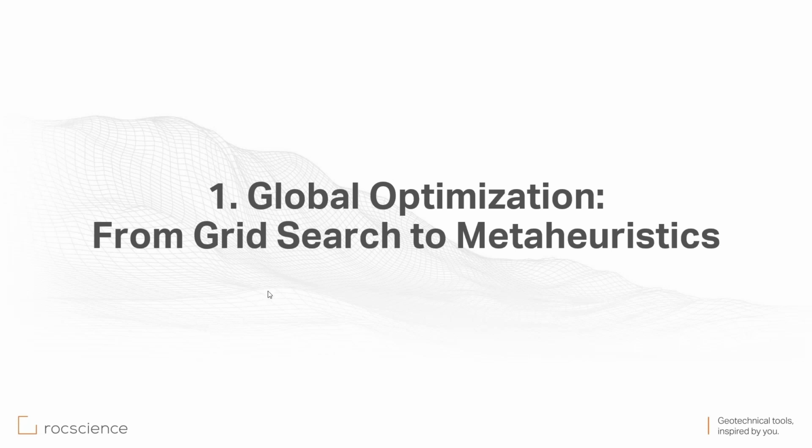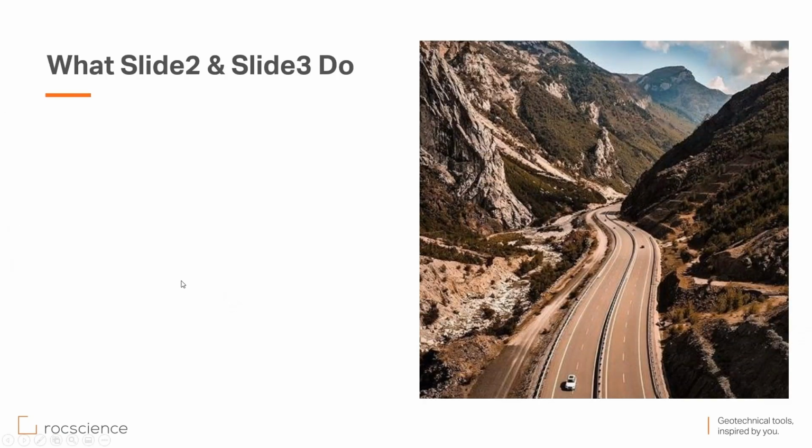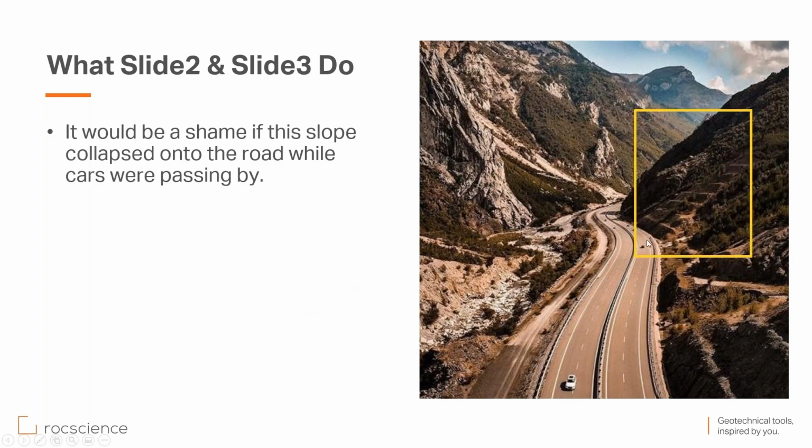Okay, so as Brent mentioned, we'll talk about the global search methods. So we'll start from the original grid search and move on to the latest metaheuristic methods in slide 2 and slide 3. Before we do that, I just want to give the most basic definition of what slide 2 and slide 3 do. Say you have a big slope on the side of a highway here. You wouldn't want it to collapse and crush the cars. So you want to check if it's stable. And that's why you use slide 2 and slide 3.